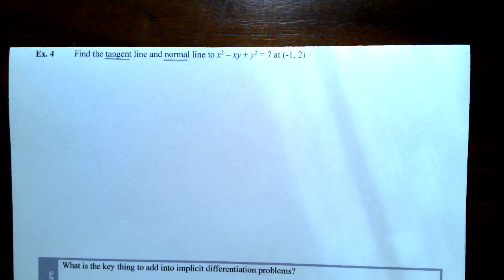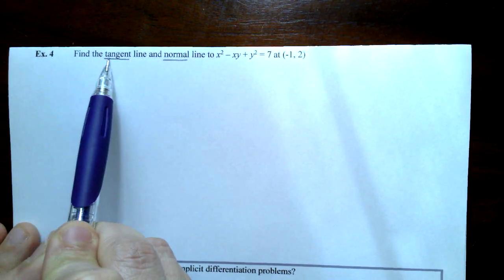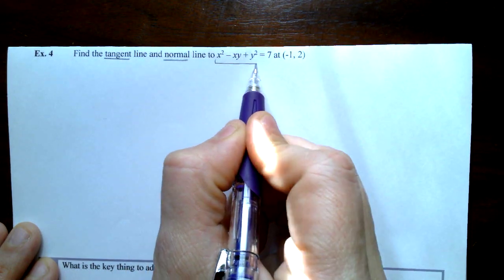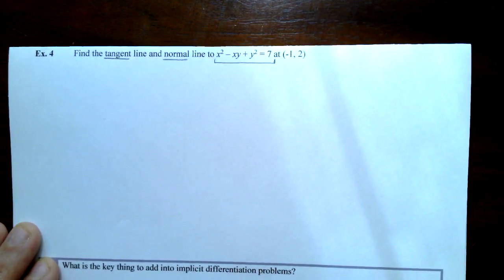So today we're going to look at Unit 4, Lesson 1, Part 3. This is the application problem. So for our first example, we're going to be looking at the final example from the PDF notes. Find the tangent line and normal line to, here's our equation, at the point (-1, 2).